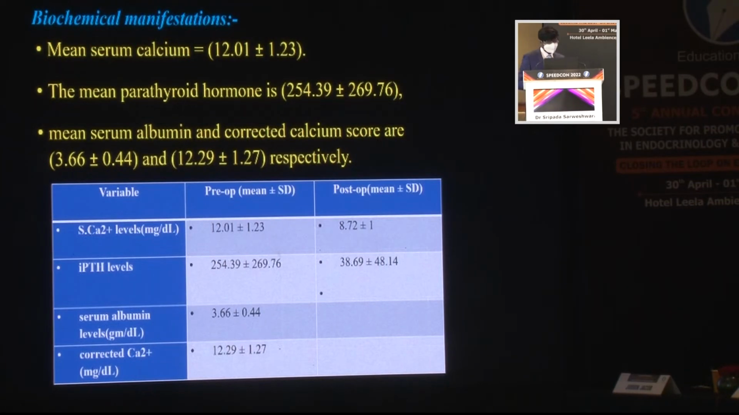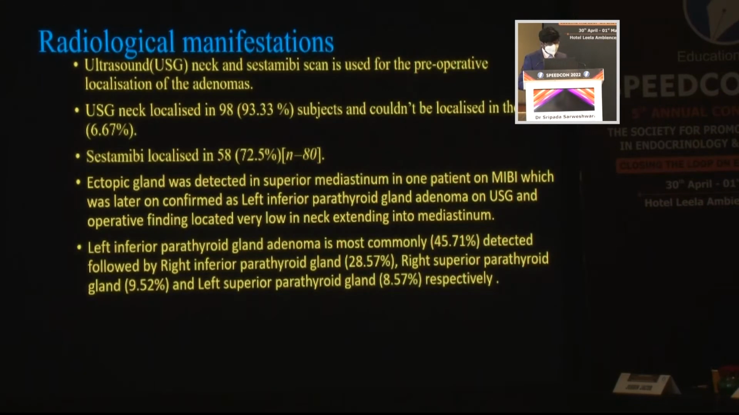Coming to the biochemical manifestations, mean serum calcium was 12.01 plus or minus 1.23 milligram per deciliter, and mean parathyroid hormone was 254.39 plus or minus 269.76 picogram per milliliter. Coming to radiological manifestations, ultrasound neck and sestamibi scan were used for the preoperative localization of the adenomas. USG neck localized in about 98 subjects and could not localize in the remaining 7 subjects.